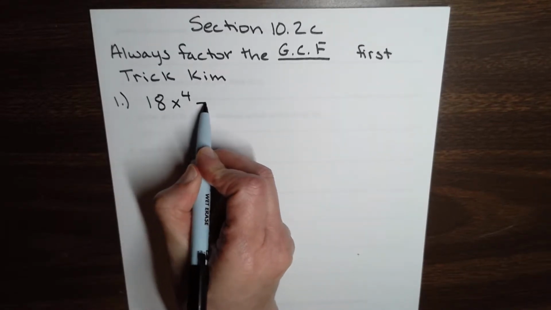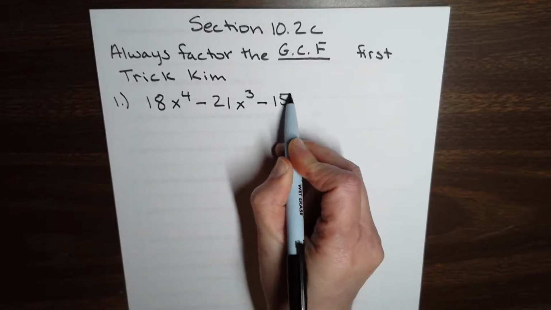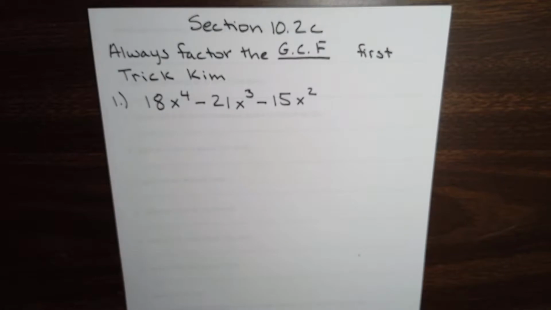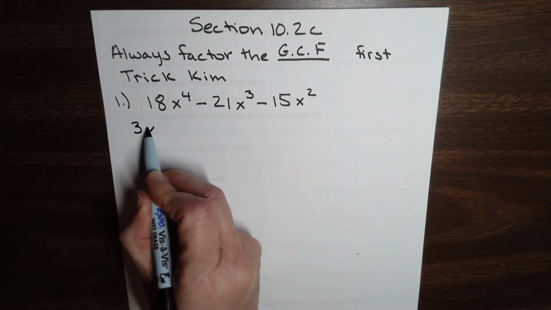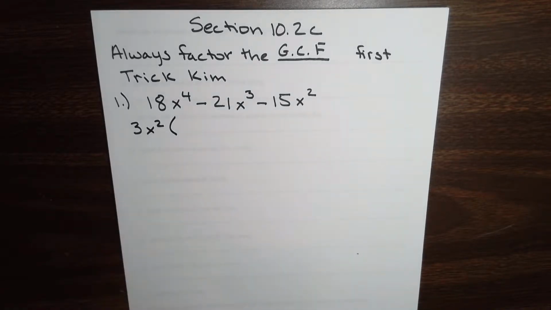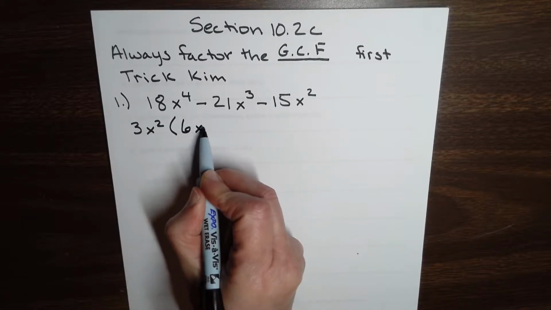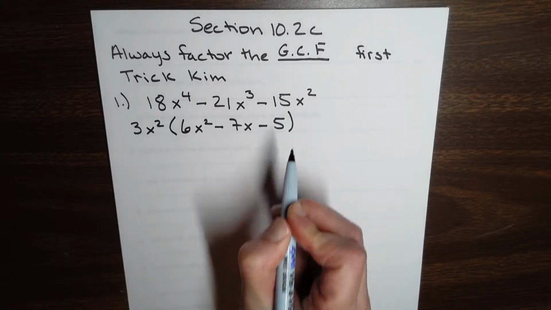18x to the fourth minus 21x to the third minus 15x squared. So the first thing you always want to check before you even start the Kim trick is to see if you can factor out a GCF. So looking at our trinomial here, we do have a GCF of 3x squared. So when you factor out that GCF, that leaves you with 6x squared minus 7x minus 5.